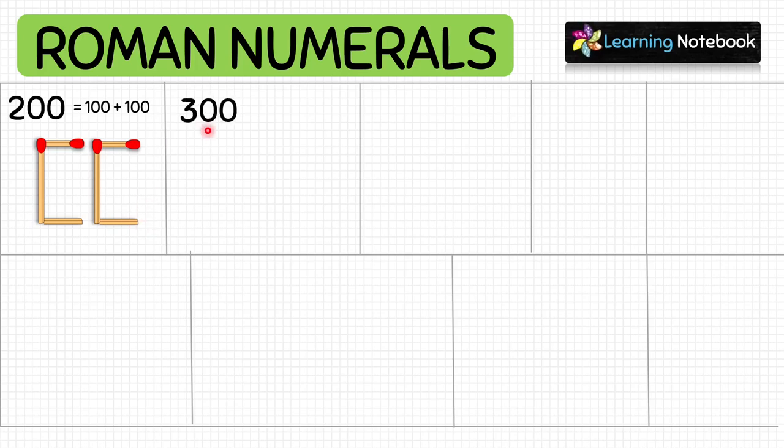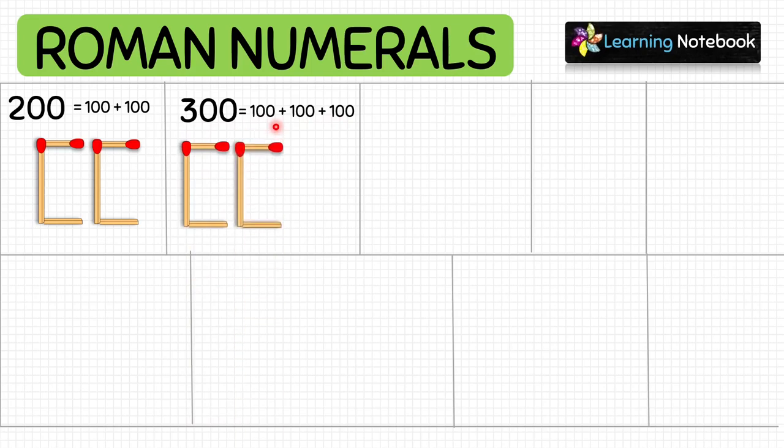Then we have number 300, which can be written as 100 plus 100 plus 100. So let's paste 3C. CCC. So this is the Roman numeral for number 300.